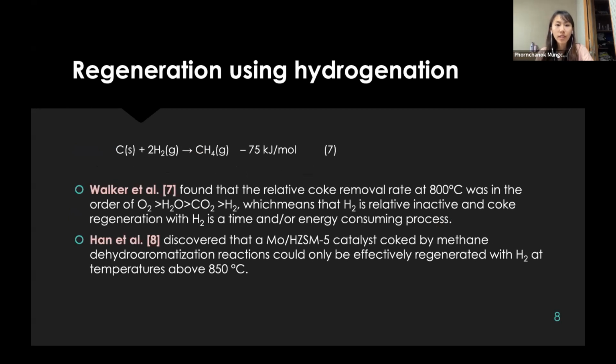Later, regeneration using hydrogenation. The coke removal reaction with hydrogen can be described with equation 7. Walker and others found that the relative coke removal rate at 800 Celsius was in the order of oxygen, steam, carbon dioxide, and hydrogen, which means that hydrogen is relatively inactive, and coke regeneration with hydrogen is a time or energy consuming process.